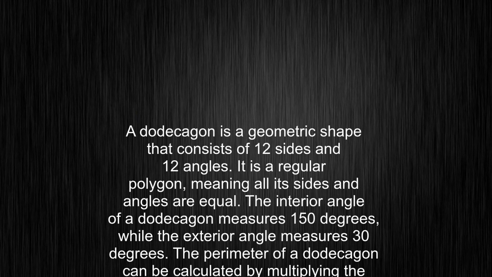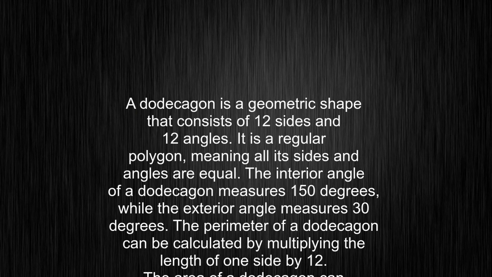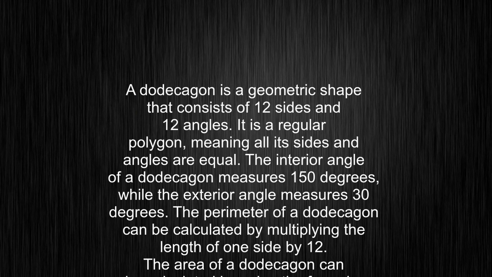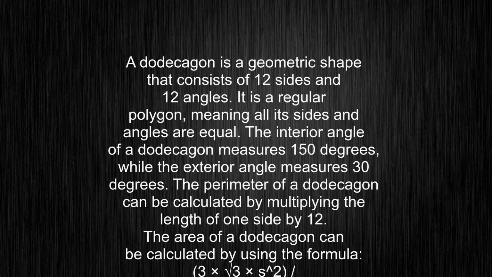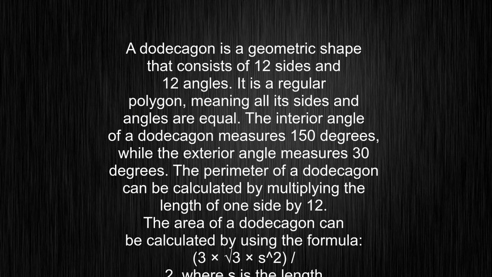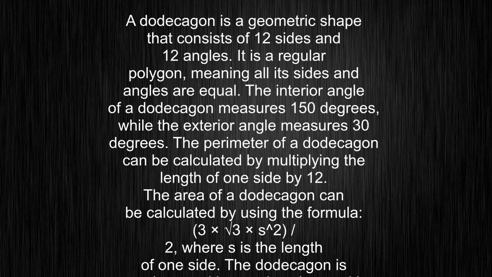A dodecagon is a geometric shape that consists of 12 sides and 12 angles. It is a regular polygon, meaning all its sides and angles are equal. The interior angle of a dodecagon measures 150 degrees, while the exterior angle measures 30 degrees.